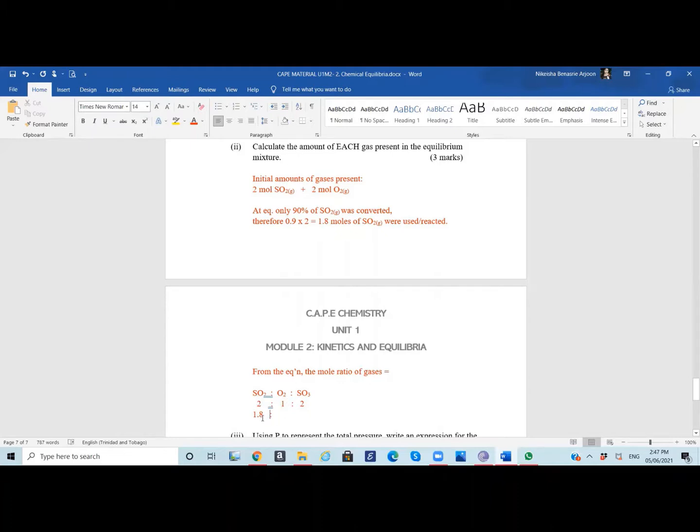Then 1.8 moles of SO2 will react with how many moles of oxygen? 2 moles of SO2 is reacting with half of that amount of oxygen. So 1.8 divided by 2. And it would be 1.8 for the SO3. It'll be 2 times this, which is the original 1.8. Or the ratio of SO2 to SO3 being 2 to 2, that is the same as 1 to 1. So it would produce 1.8 moles.